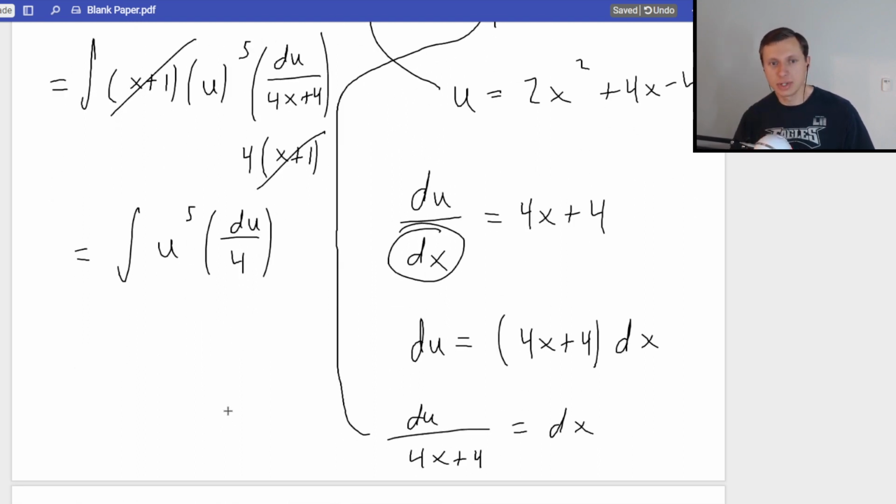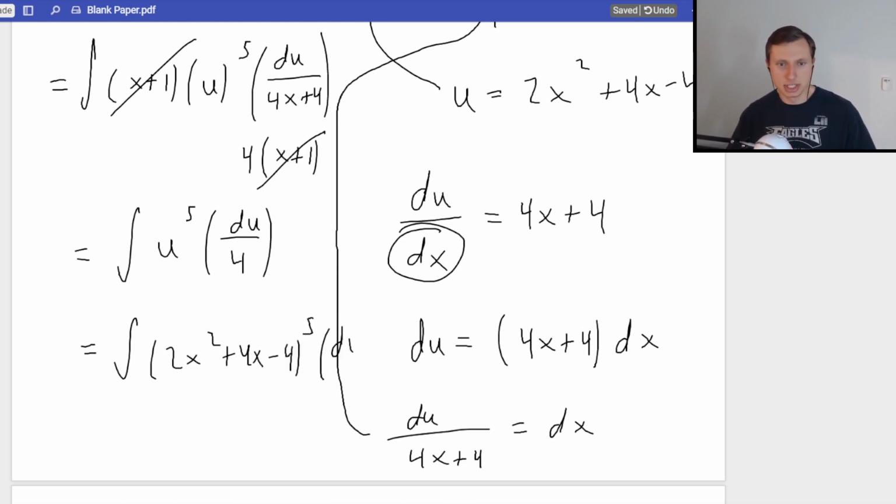The next thing I need to do is I need to take this integral of u. A lot of you out there at this step will plug back in for u. Like you'll say, oh, well, the integral of, what was it? 2x squared plus 4x minus 4. Don't write this, by the way. This is horribly wrong. But you'll say this. You'll say du over 4. And you'll say, okay, what's this integral?